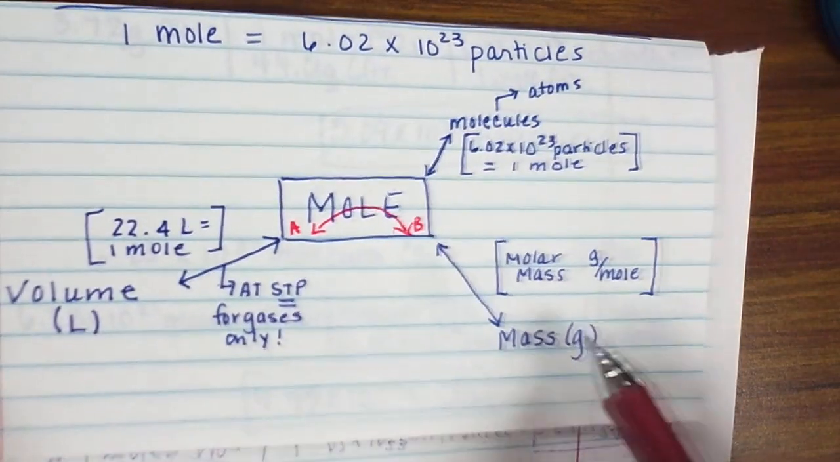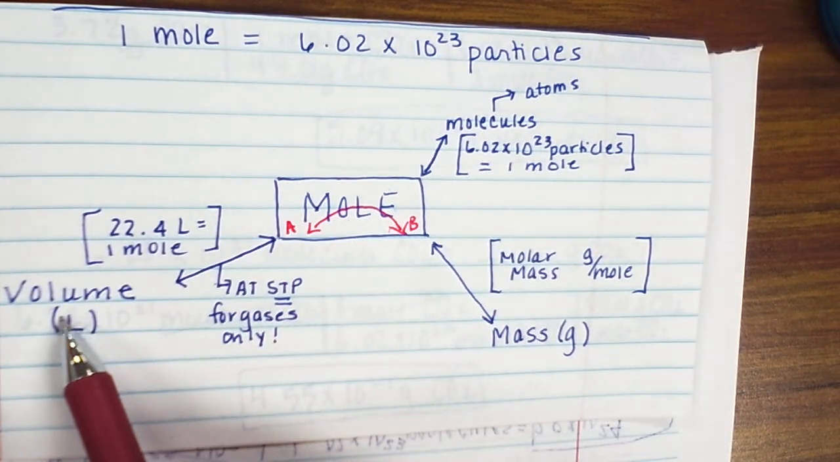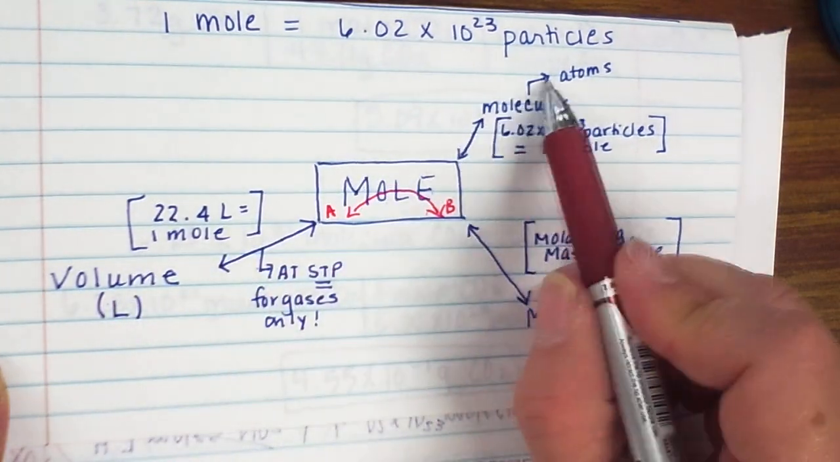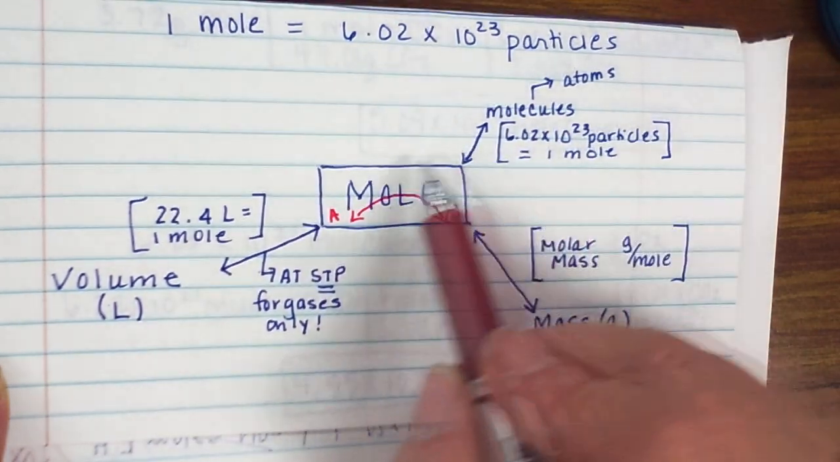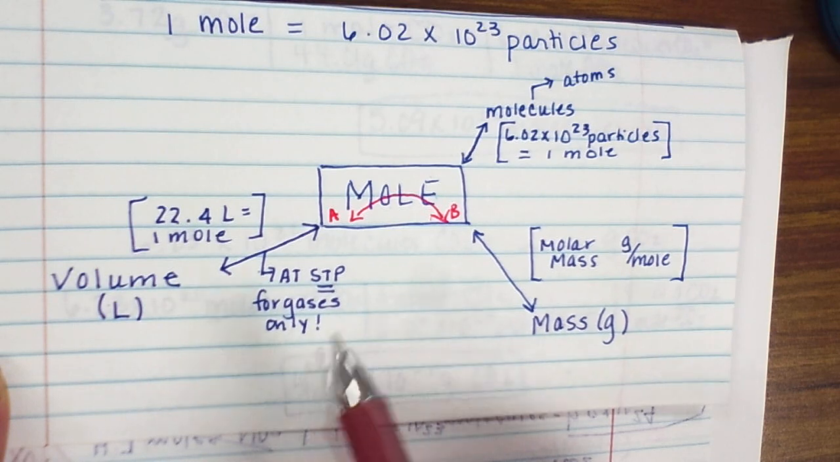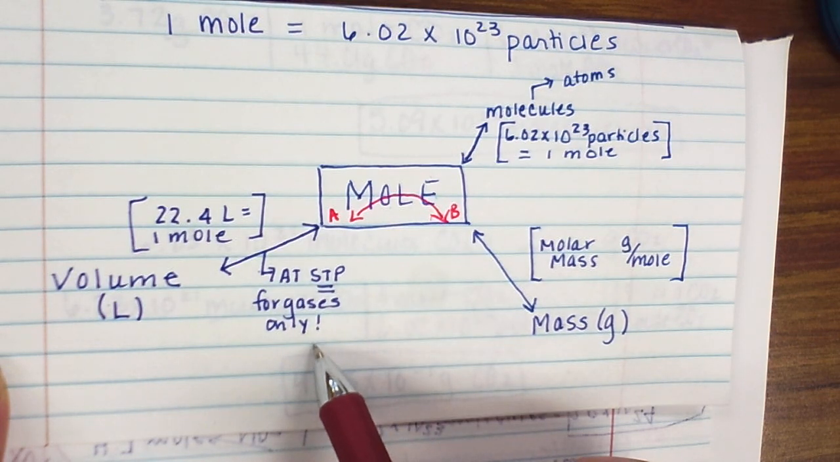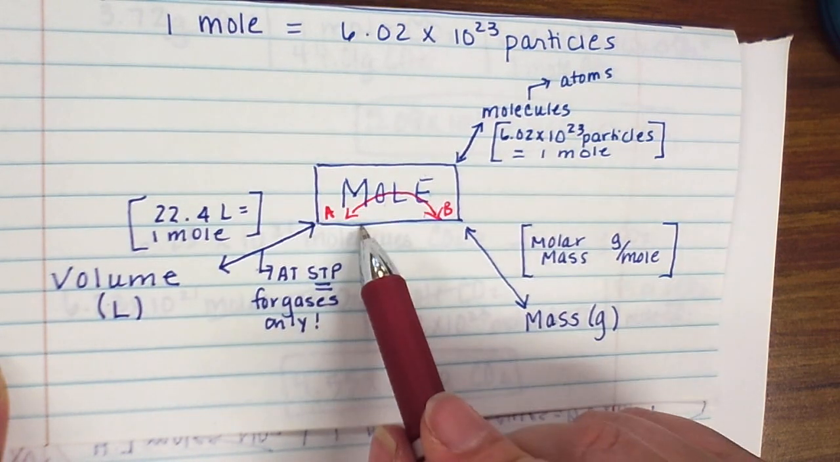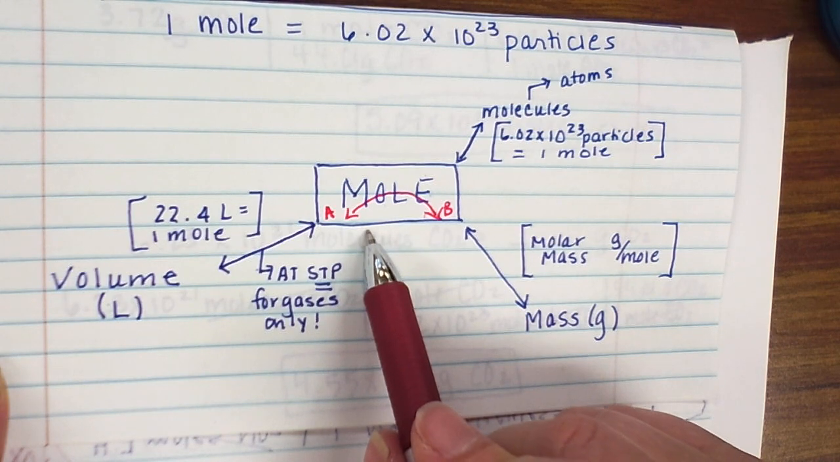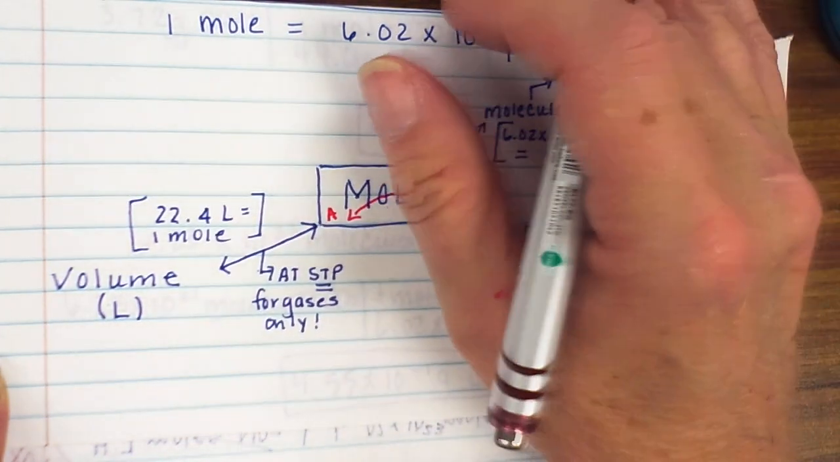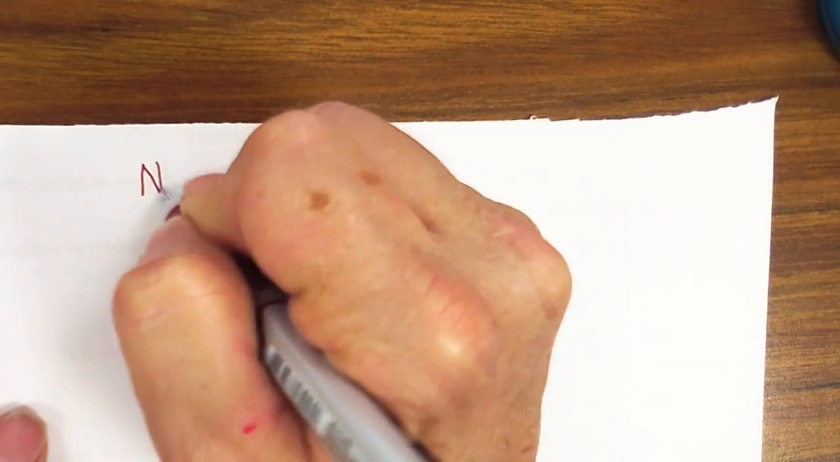Okay, but using the mole tool, we also can go from mass to volume, and we can go from volume to molecules. We can do all of these things. But every time we switch compounds, we switch in moles. That's the key here, all right? Okay, so let's see how this works. So again, I'm going to use the Haber process.